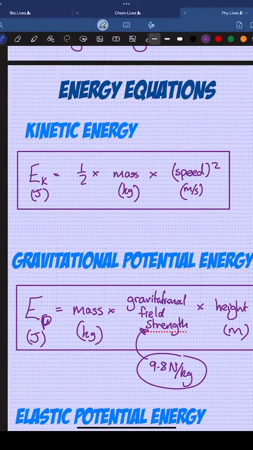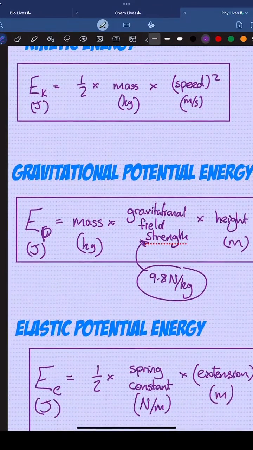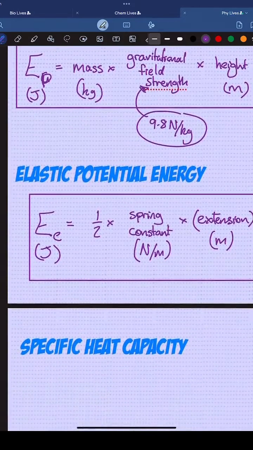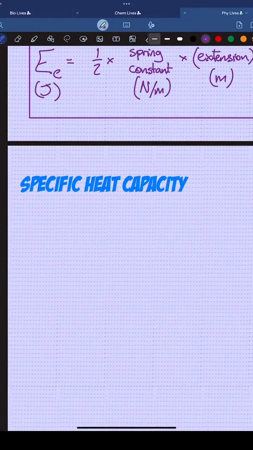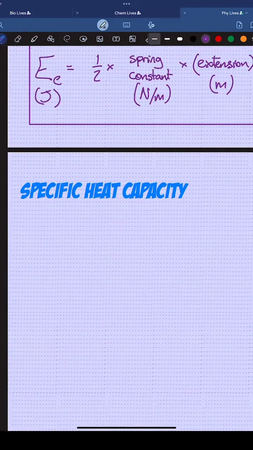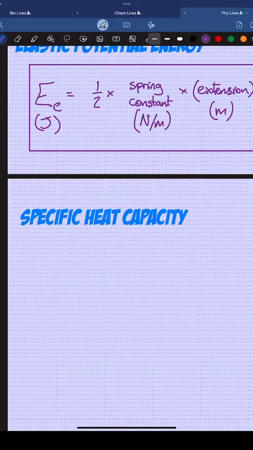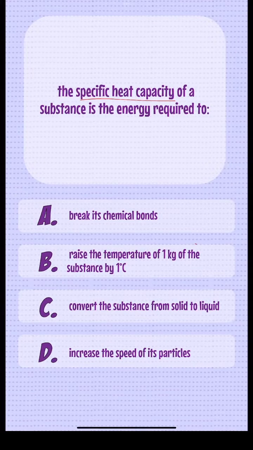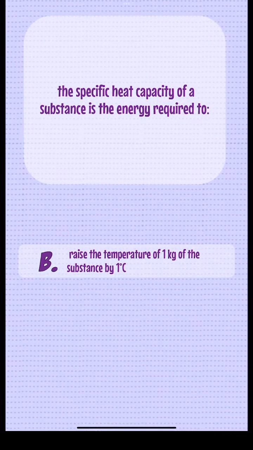So we've got the kinetic energy formula here. We've got gravitational potential energy. We've got elastic potential. We're going to write the specific heat capacity one down as well. Can anyone tell me what the specific heat capacity equation is? Most people are saying B for this. Raise the temperature of 1 kilogram of substance by 1 degree Celsius. Yes, that's the definition of specific heat capacity.